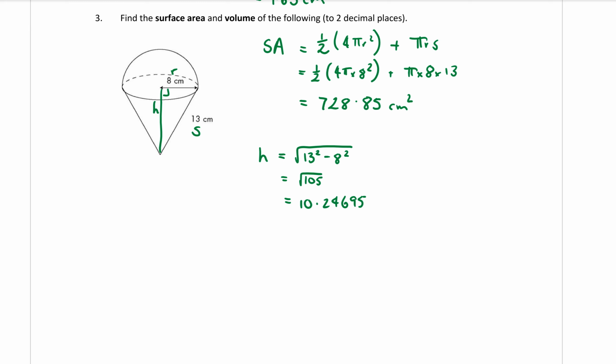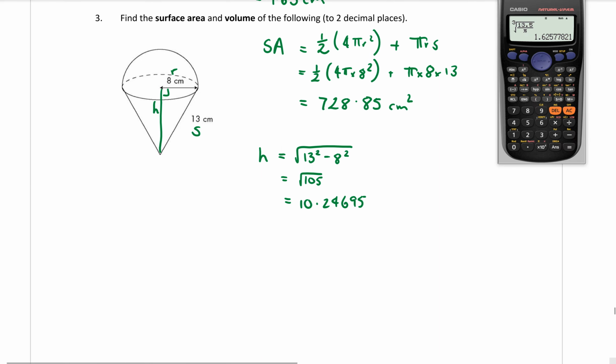How do you find the exact number? All I did was I ignored the square root sign and I just went, let's just work out what's underneath. I went 13 squared minus the 8 squared. I'm just working out the numbers underneath. Okay, that's all I'm doing.